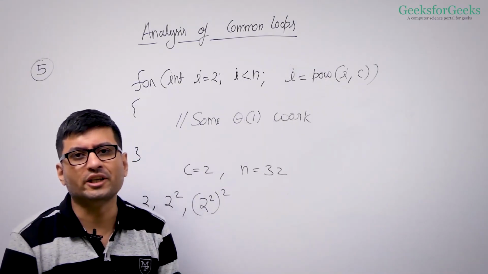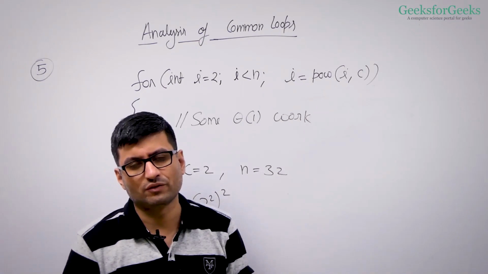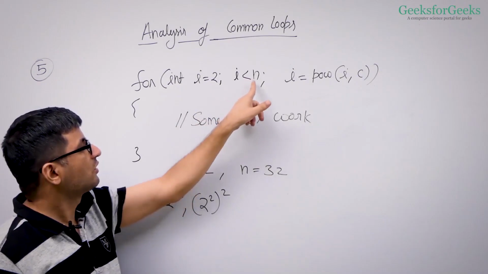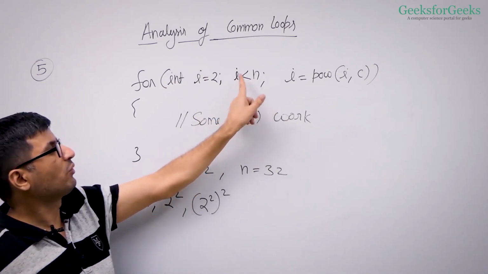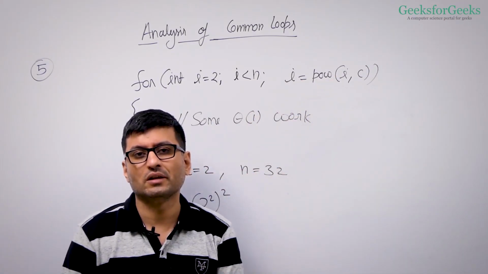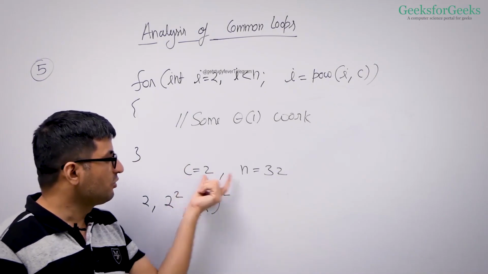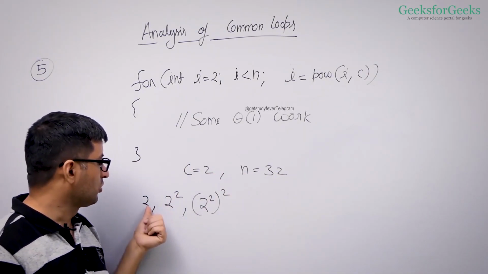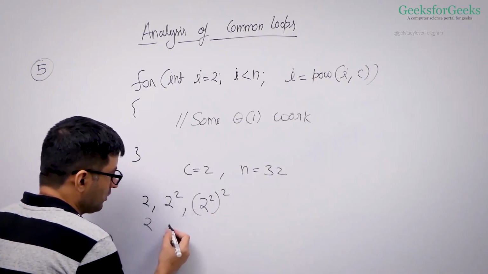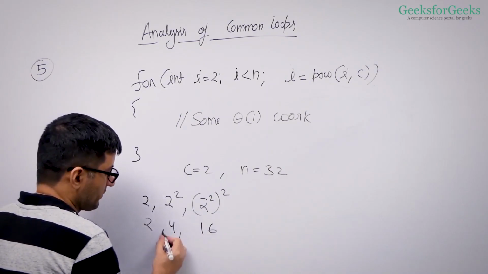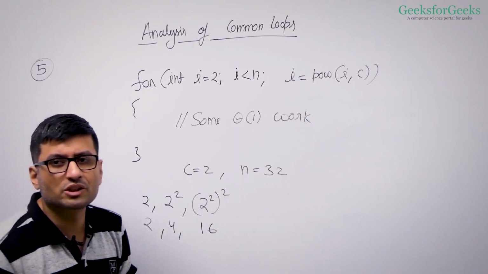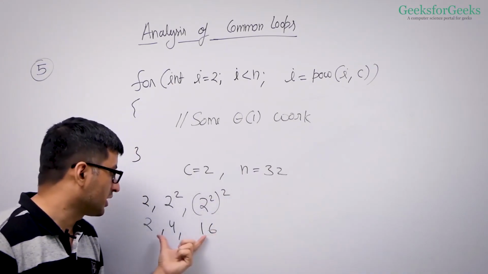Let us take a look at this next loop. This is the most complex of all. We have a loop which runs for i equal to 2, goes till n, while i is smaller than n, and does i equal to i raised to the power c. So if c is 2 and n is 32, it's going to run for 2, 2 square, 2 square square, which means it's going to run for 2, 4 and 16. Now if you do 16 square again, it's going to become 256, which is going to be greater than 32. So it runs 3 times.